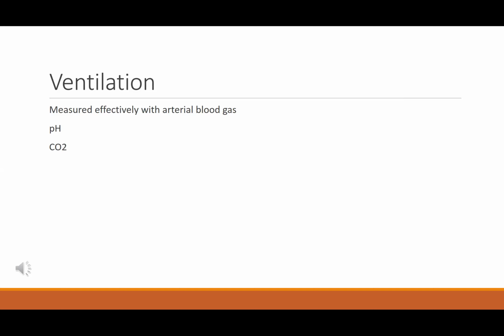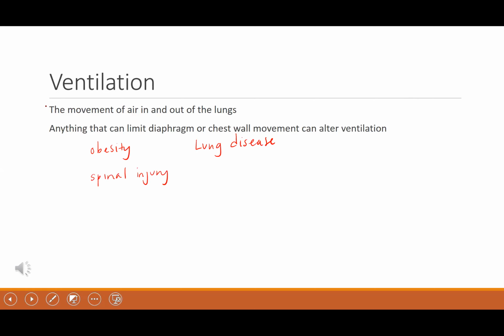With ventilation, one of the best ways that we can effectively measure this is with an arterial blood gas, okay? So when we measure arterial blood gases, and I'm not going to go into too much detail on ABGs here, I'm really looking for a couple of important values, one of which is my pH, and the other of which is my CO2. Okay, so when we look at things that help us measure ventilation, remember this is the movement of air in and out of the lungs.